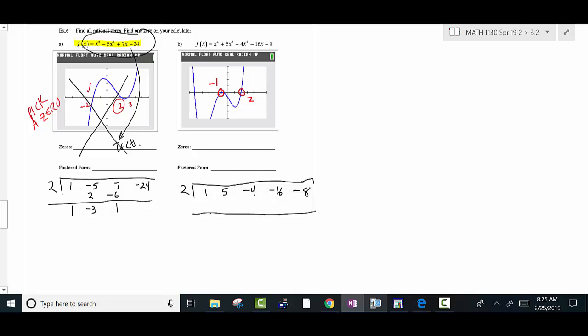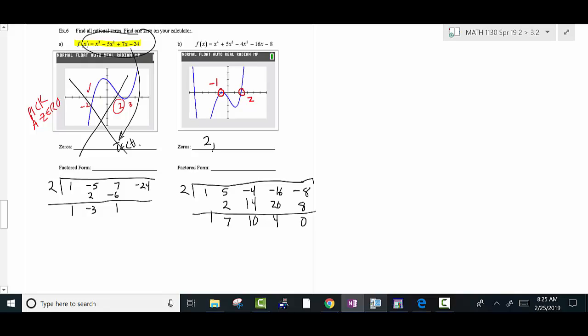So I'll bring down the 1. 2 times 1 is 2. Add the column, that's 7. 2 times 7 is 14. Add the column, that's 10. 2 times 10 is 20. Add the column, that's 4. 2 times 4 is 8, so it's 0. Hallelujah. Okay, so we got a 0. That's what's supposed to happen.